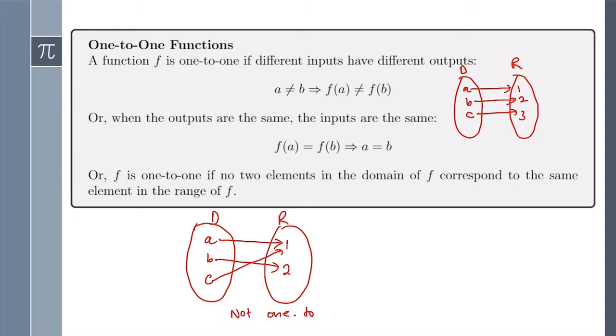Because two different inputs, A and C, have the same output 1, this is not one-to-one.